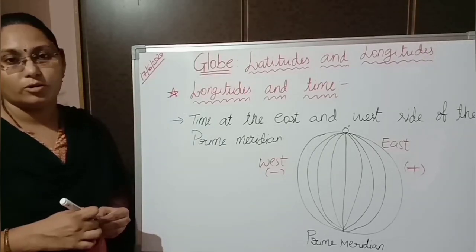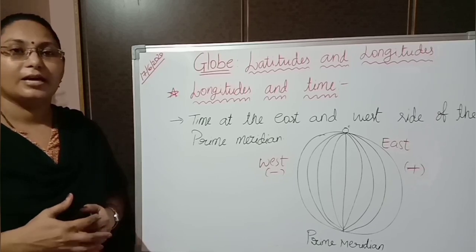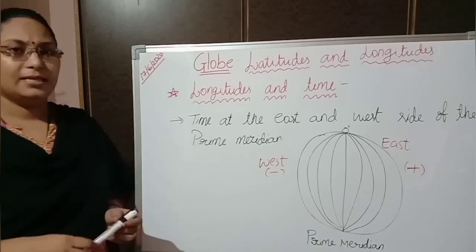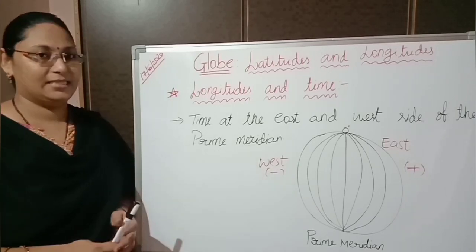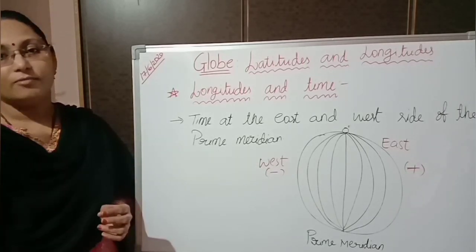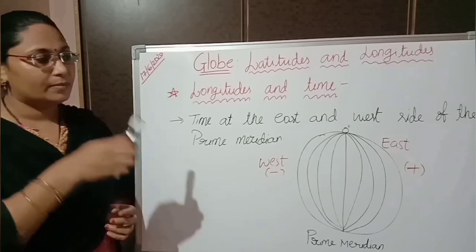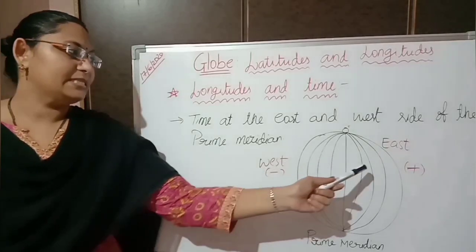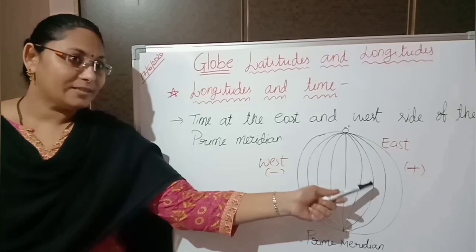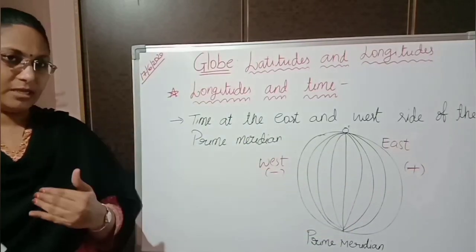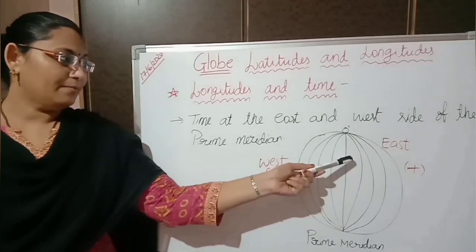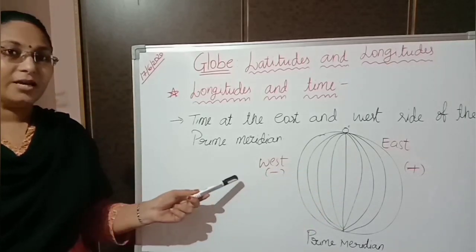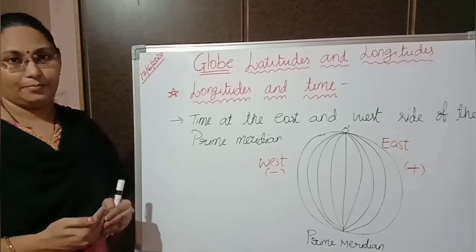There is a small concept that you have to remember while calculating the time. Here you can observe: minus to the west, plus to the east. While we are moving from the prime meridian to the east side, you have to add the time. How much, I will tell you. While you are moving from the prime meridian to the west side, you have to subtract the time.